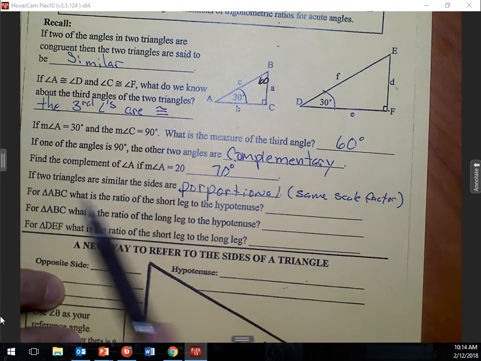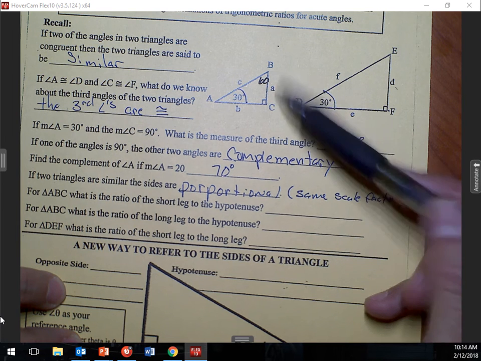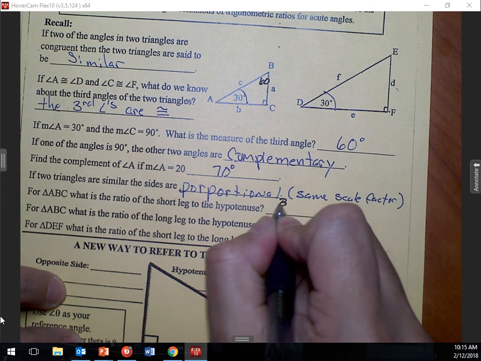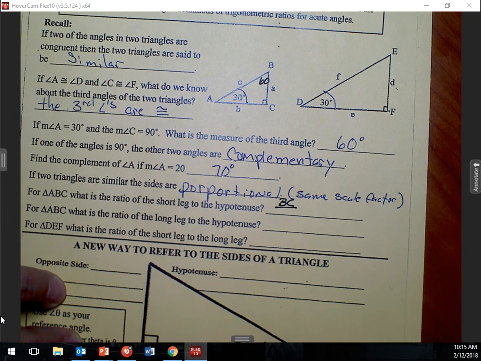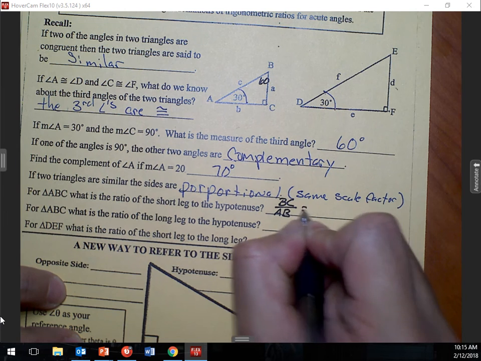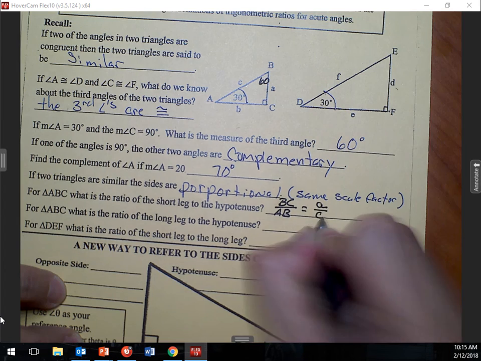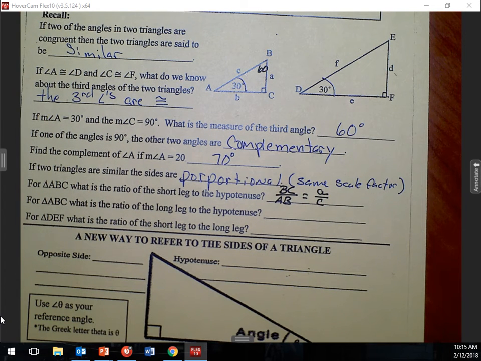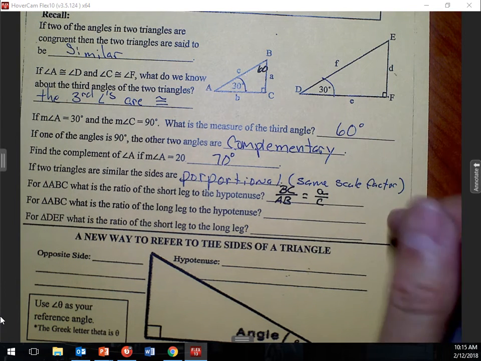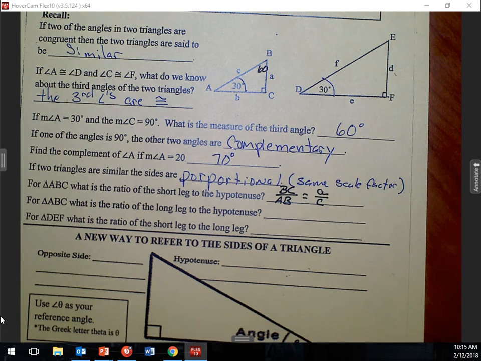So the ratio of the short leg to the hypotenuse: my short leg is this one right here, which is BC, over, what is my hypotenuse? BA or AB, which would be the same as saying little a over little c. Does that make sense or no? Are you guys okay? The shortest side goes with the shortest angle. The largest side goes with the largest angle.